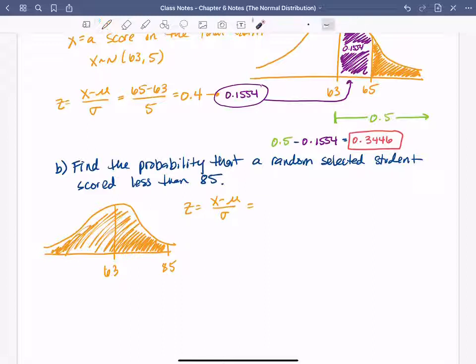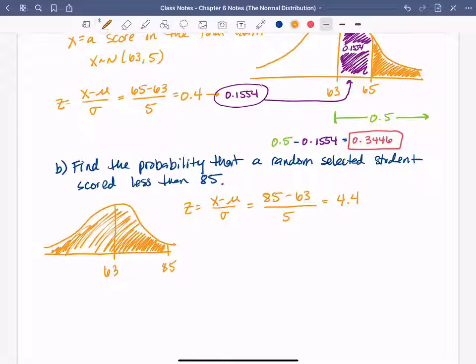Our x value is the same. It's still 63. Oh, no, sorry. Our x value is different. It's 85. Our average, our mean is the same. It's 63. Divided by standard deviation is still 5. That gives you 4.4. So your z-score is 4.4.